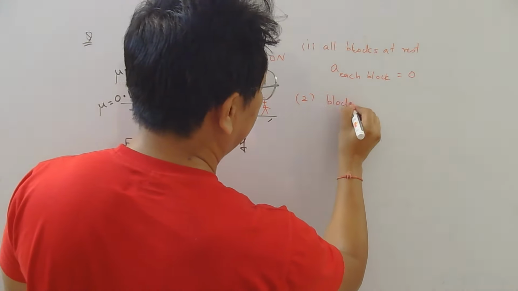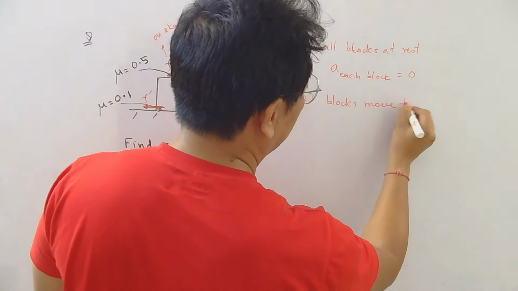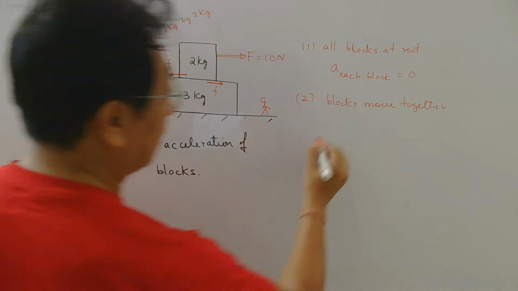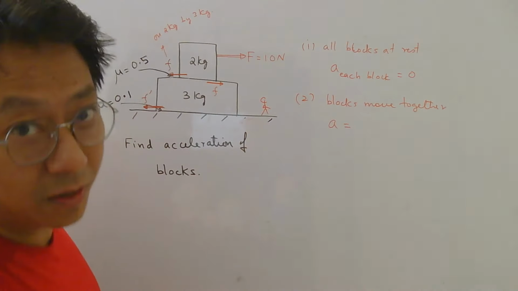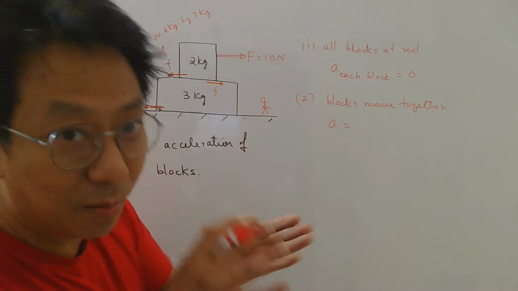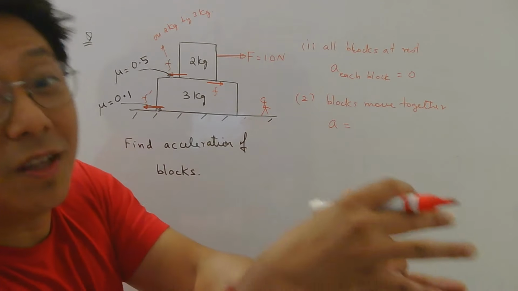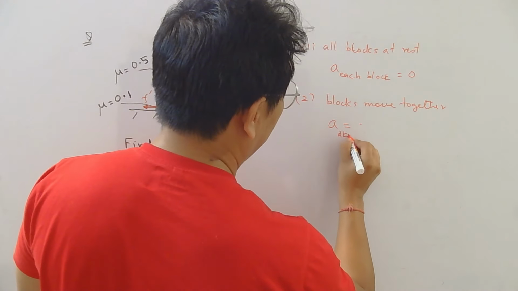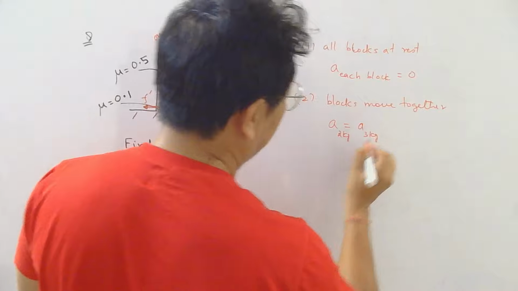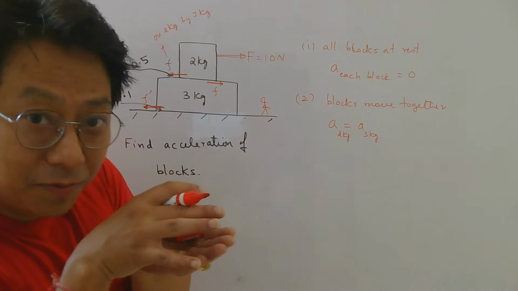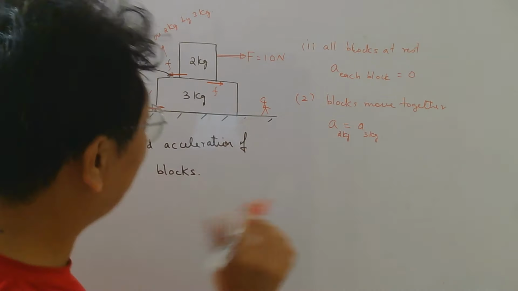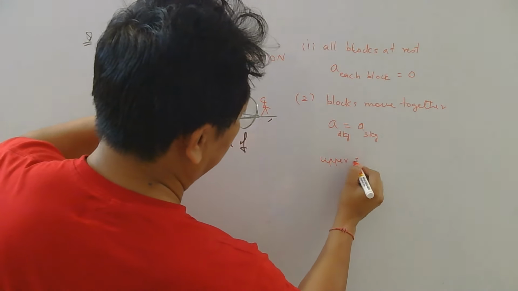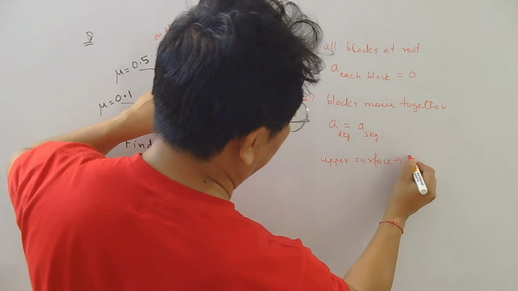Blocks move together. By together, what do I mean? It does not mean the acceleration for both blocks is 0. They are moving, but they are moving together, meaning they will have the same acceleration. So the acceleration of the 2 kg block and the acceleration of the 3 kg block will be the same. And if they have the same acceleration, that means on the upper surface there is no slipping.